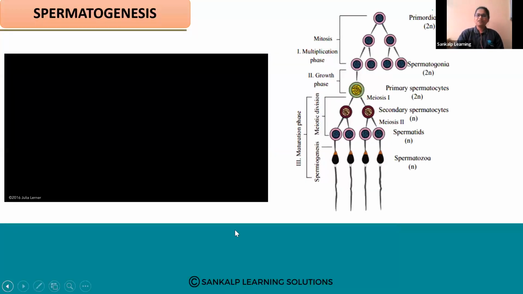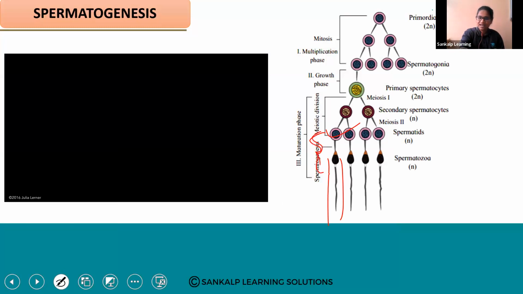See here, these are the spermatids. Just a minute. These are spermatids. So the conversion of spermatids physiologically into sperms, where it is becoming motile. This process, the transition or the differentiation of spermatids to sperms, is called spermiogenesis. This is spermiogenesis.